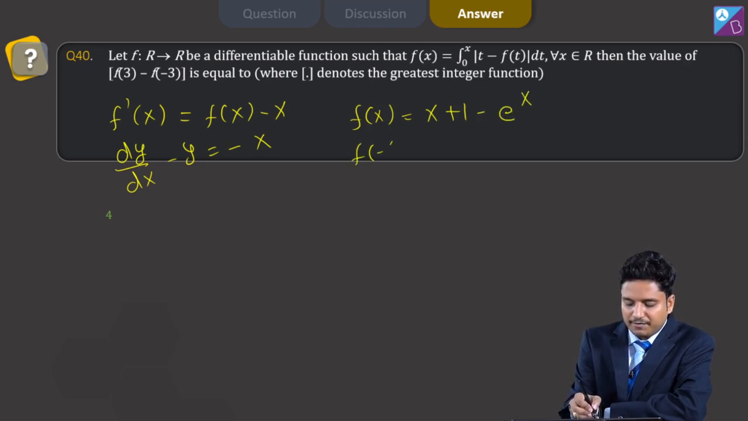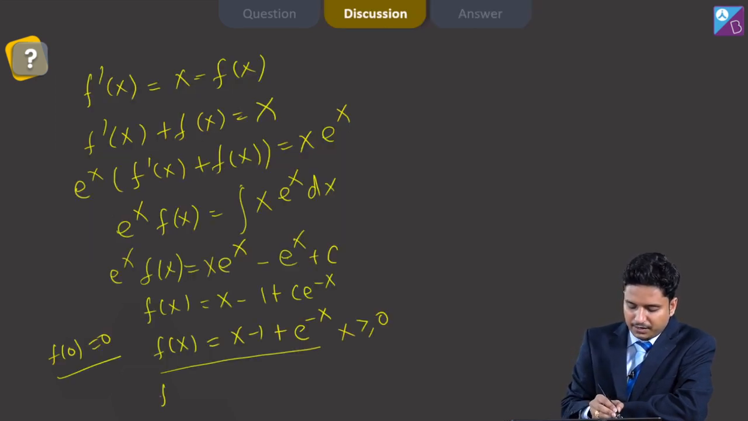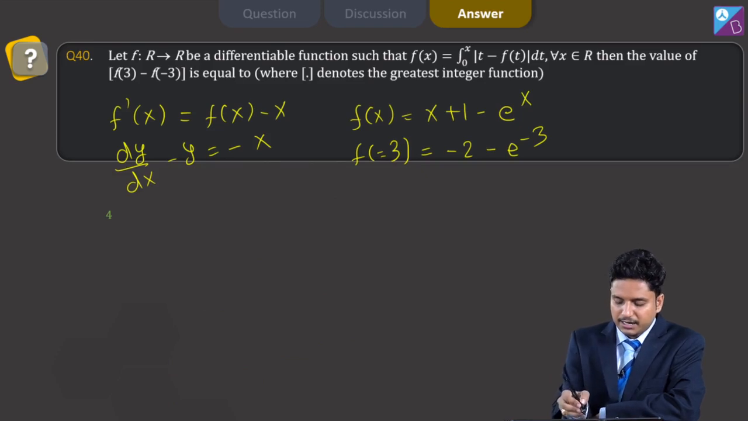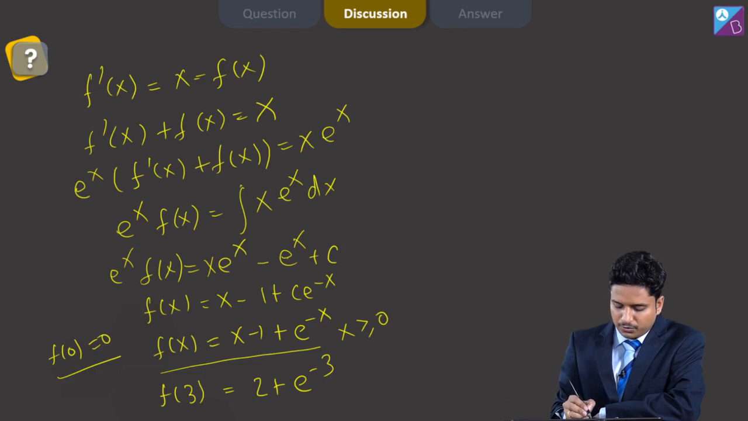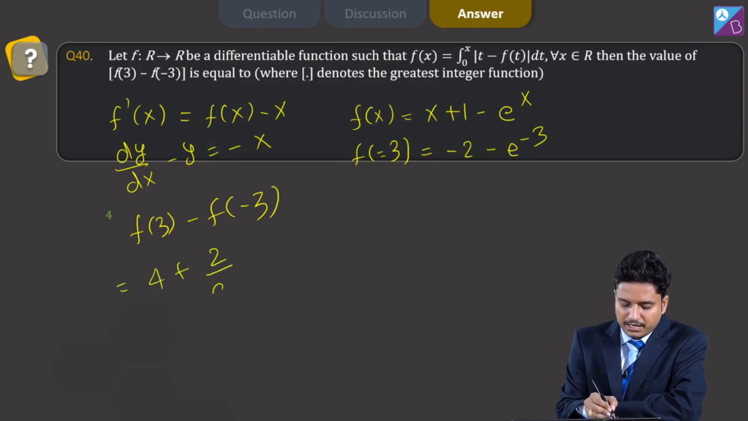So f of minus 3 will be equal to minus 2 minus e raised to power minus 3, and f3 you can get from here: f3 will be equal to 3 minus 1, that is 2 plus e raised to power minus 3. So 2 plus e raised to power minus 3 is there, and here it is minus 2 minus e raised to power minus 3. So what will be the expression? f3 minus f of minus 3 is equal to 4 plus 2 by e cube.